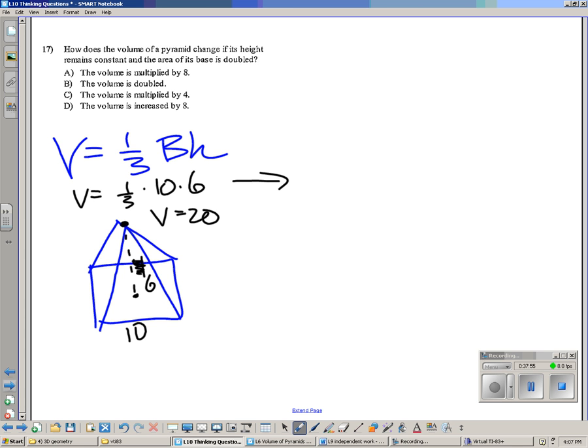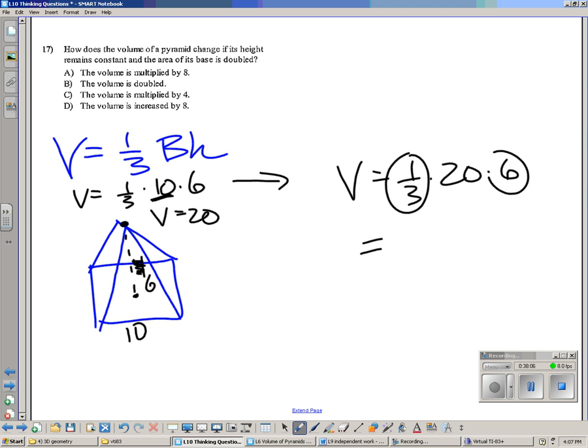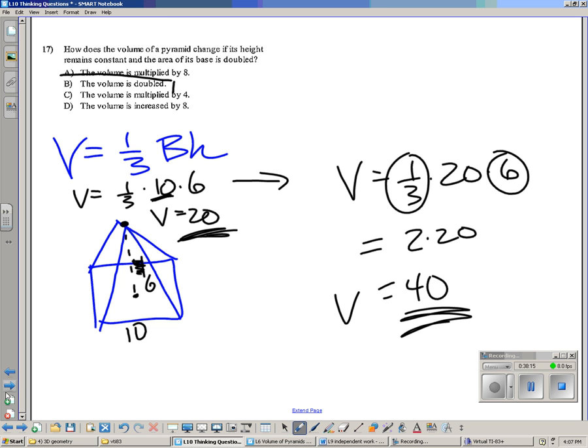Now what we're going to do is we're going to double the area of the base. So the area of the base becomes, not 10, is 20. So new volume is 1/3 times 20 times 6. So 1/3 times 6 is still 2 times 20, which is 40. So what happened is the volume from 20 to 40, it just doubles. Which makes sense because we doubled the area of the base.